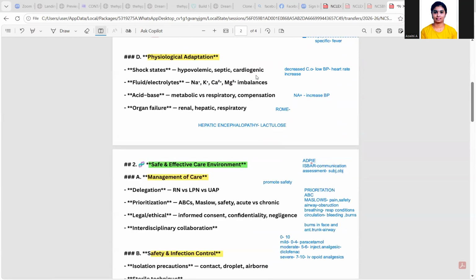I understood these topics in case of physiological adaptation. Yes, yes, ma'am.